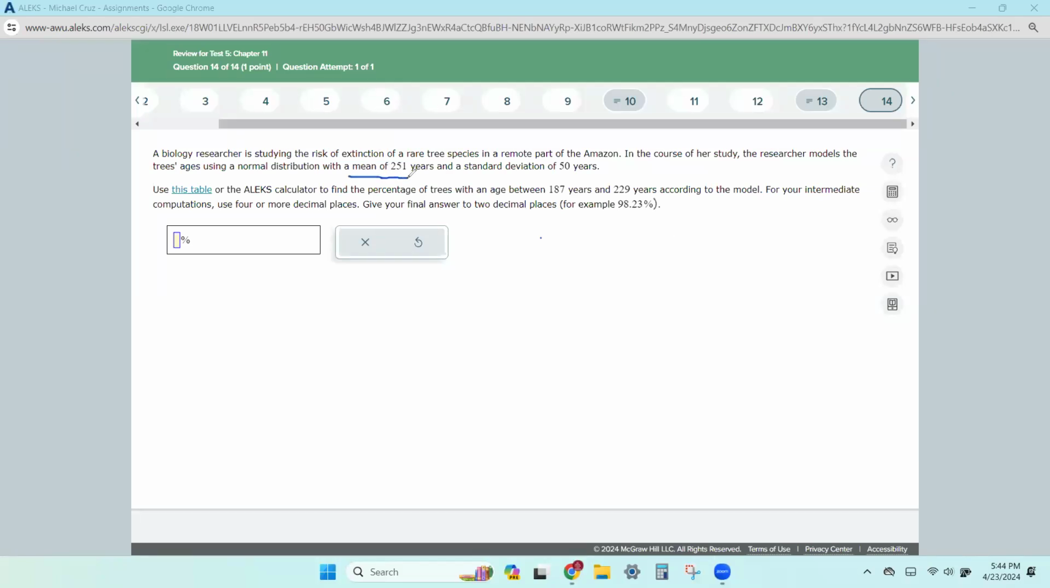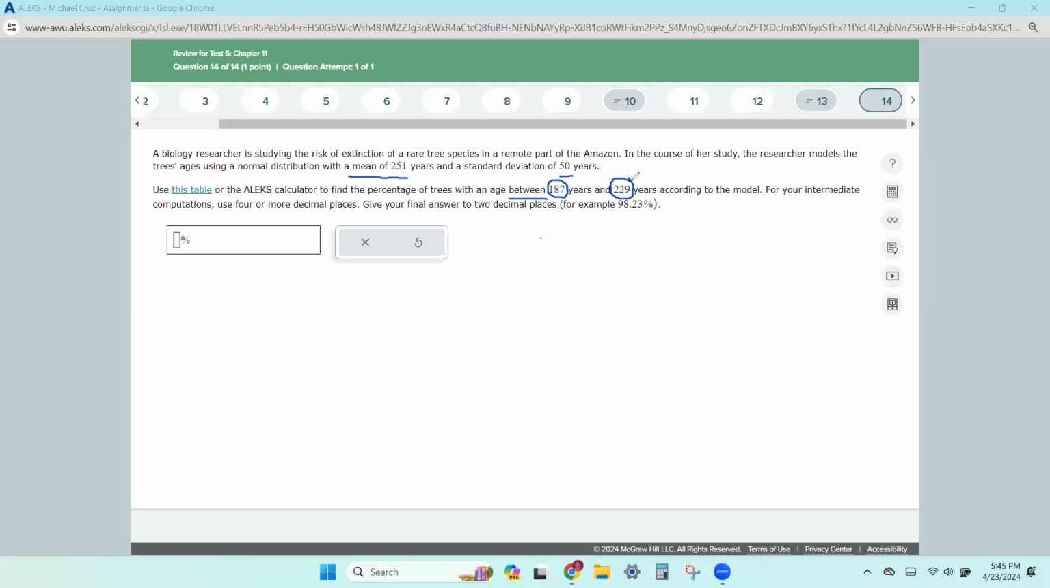See, there's the mean. That's what gets subtracted from the data value. And then we're going to divide by 50. Now, use the table or calculator to find the percentage of trees with the age between 187 and 229.